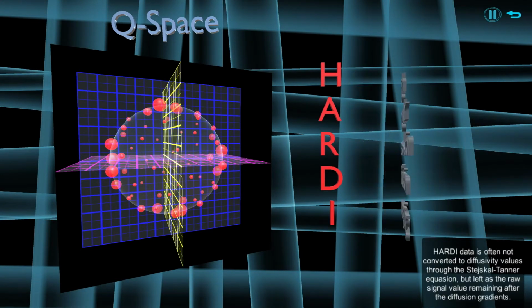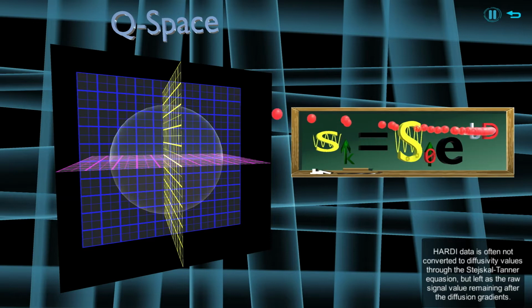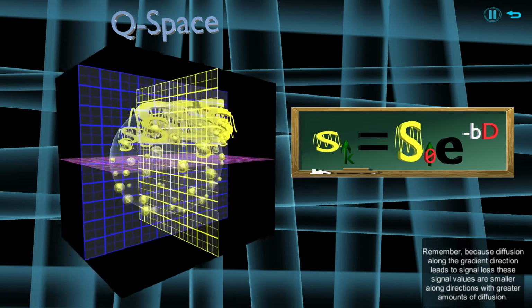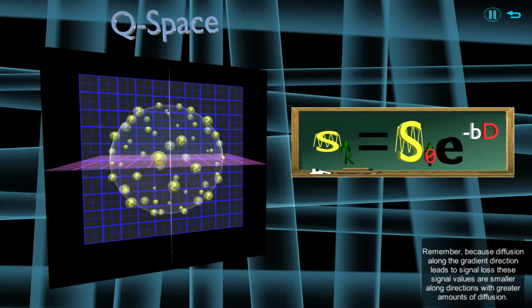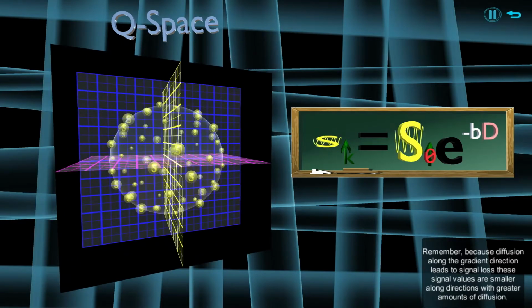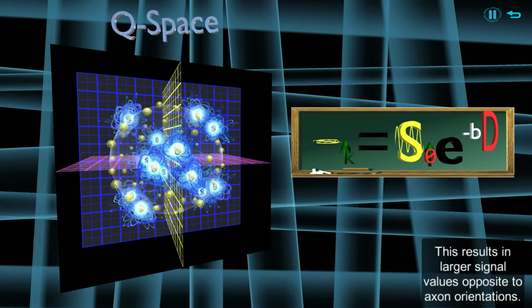HARDI data is often not converted to diffusivity values through the Stejskal-Tanner equation, but left as the raw signal value remaining after the diffusion gradients. Remember, because diffusion along the gradient direction leads to signal loss, these signal values are smaller along directions with greater amounts of diffusion. This results in larger signal values opposite to axon orientations.